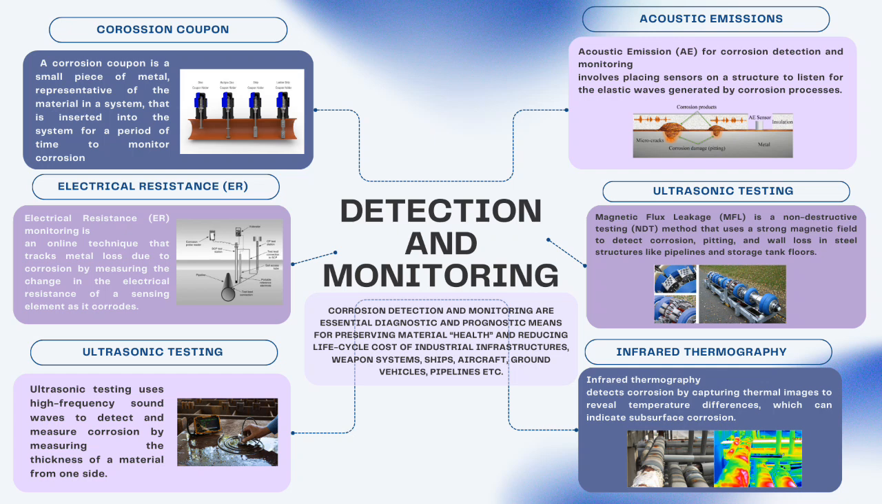And finally, infrared thermography detects temperature differences on a surface. This variation can indicate subsurface corrosion, making it useful for fast non-contact inspection. In summary, these methods work together to provide early detection, continuous monitoring, and better prevention of corrosion-related failures.